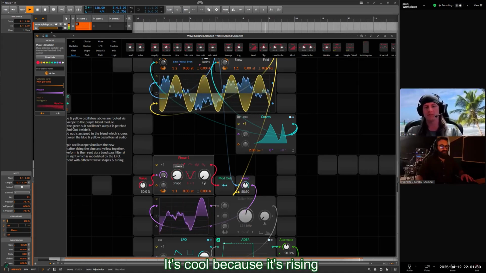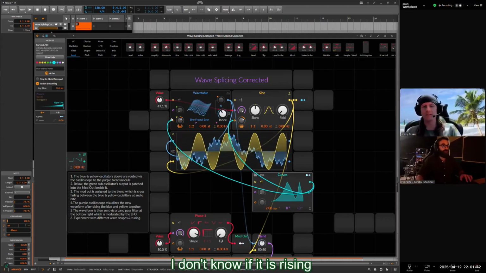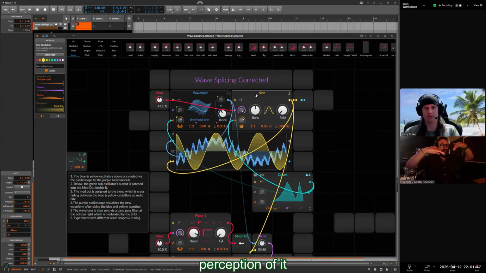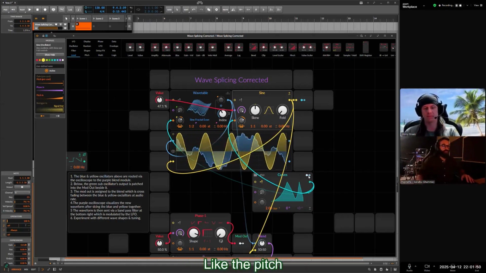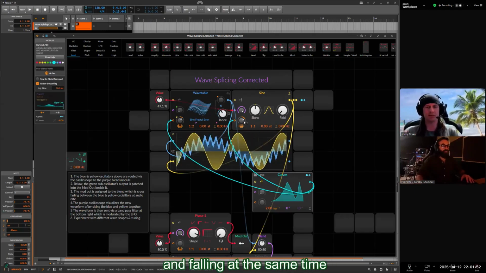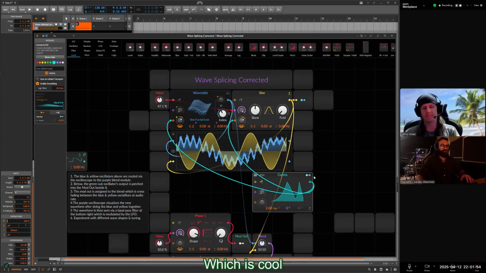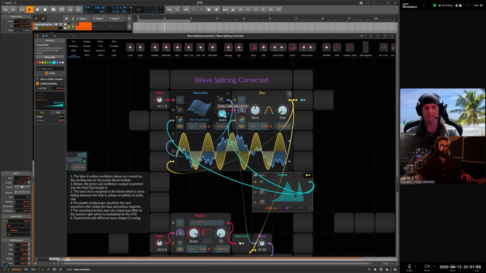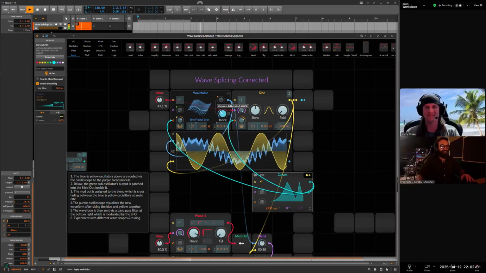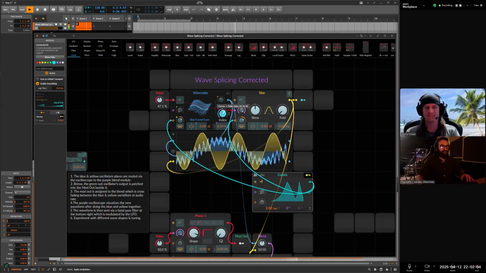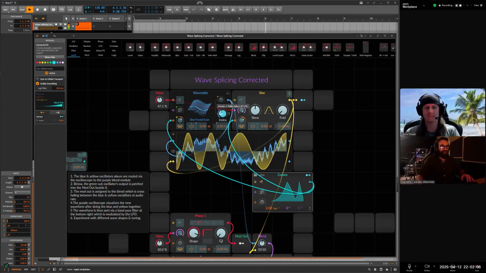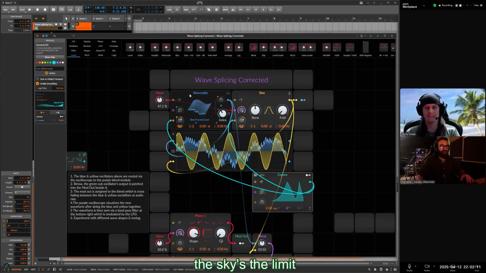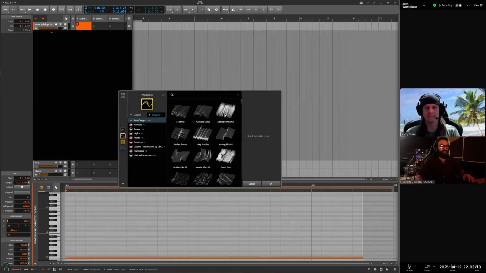It's cool because it's rising and falling at the same time. I don't know if it is rising and falling, but it sounds like it is. Oh, the perception of it. Oh, I see what you mean. Yeah, like it sounds like the pitch is rising and falling at the same time, which is cool. It does, doesn't it? Yeah, I mean, the sky's the limit, and we could change the wavetable.